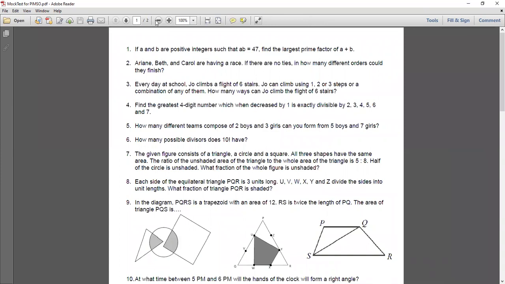Okay. So every day, Joe climbs the flight of 6 stairs. So Joe can climb using 1, 2, or 3 steps or a combination of any of them. How many ways can Joe climb the flight of stairs? Now, there are 6 stairs, so he can just simply use 1, 2, or 3 steps. Okay. Now, I'm just going to stop sharing here and use a blank paper so that I can show you the solution for that one.